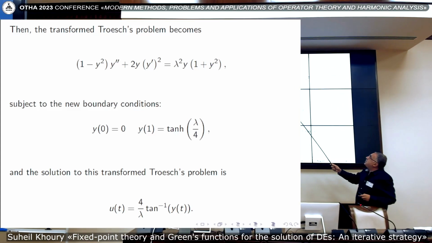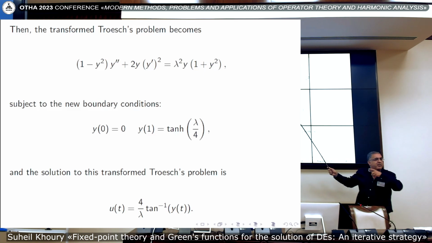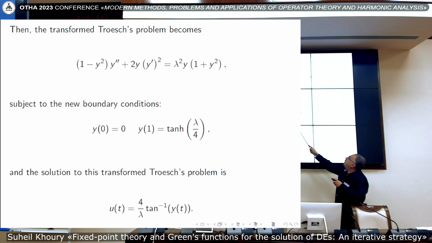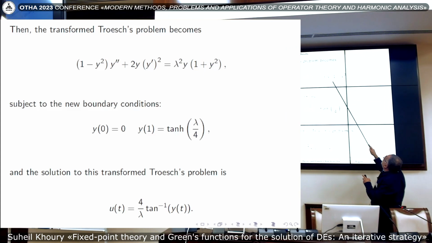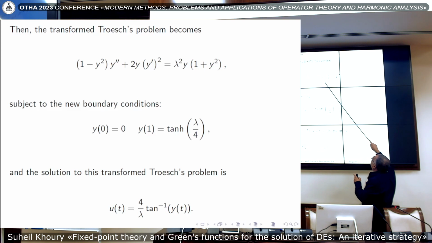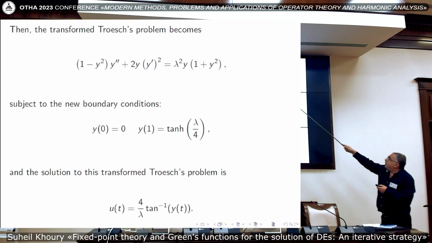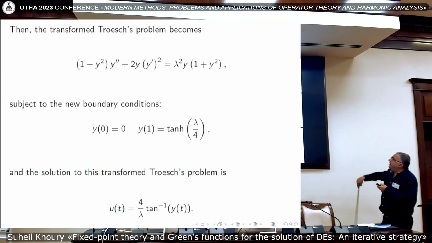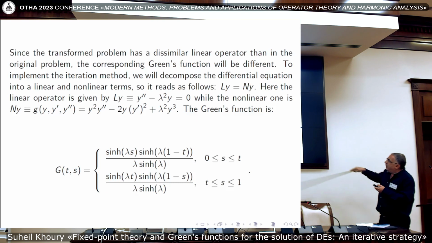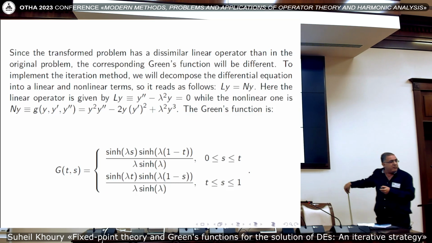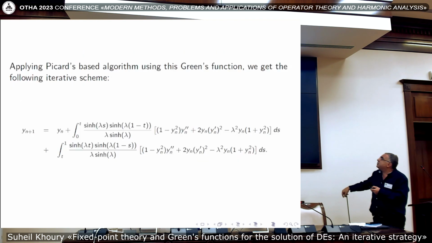Now, to get the Green's function, usually the Green's function corresponds to the linear term in the differential equation. Before it was y double prime, but now we have y double prime here, and we have a linear term here, lambda squared y. So using the Green's function idea, we transformed this one, with the Green's function for y double prime minus lambda squared y. I showed you this one before, the Green's function for y double prime minus lambda y. So we use this, and actually Picard works fine. After this transformation, the iterative method works, but without this transformation, it will not work.